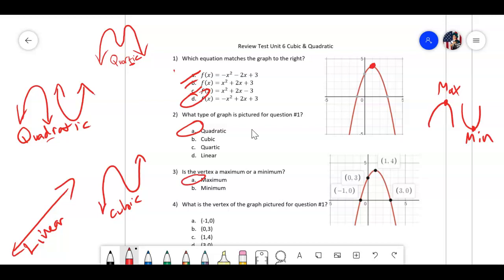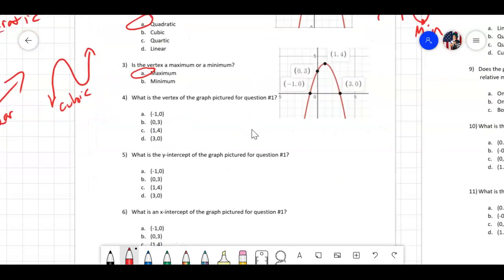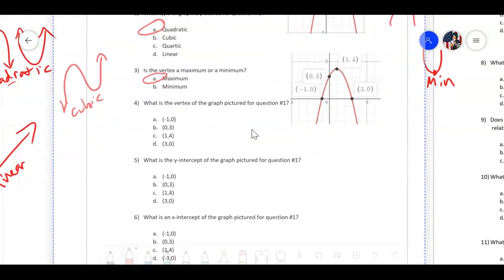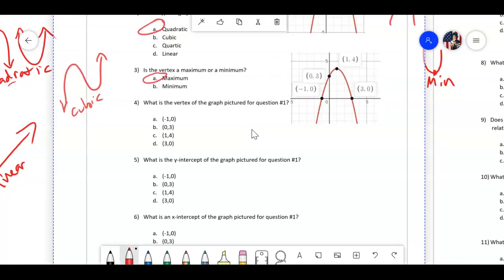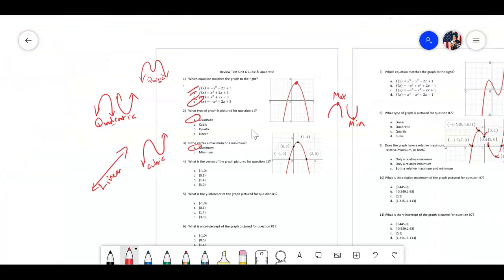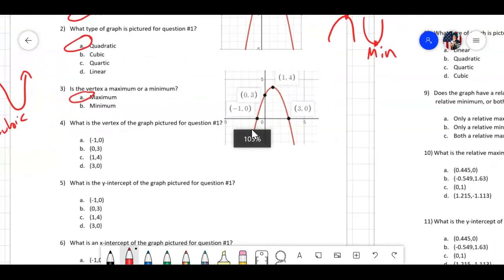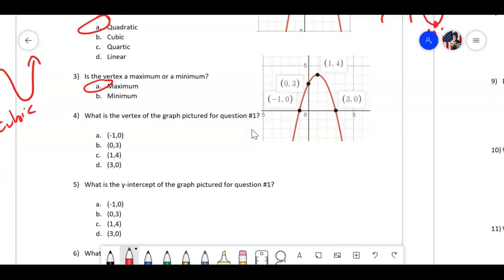All right. Now, that graph is right here with all the numbers on it. So what is the vertex of the graph pictured for question 1? Undo that. There you go. What is the vertex of the graph? Well, the vertex is where it changes direction up here at the top, which is at 1, 4. So that's my answer.